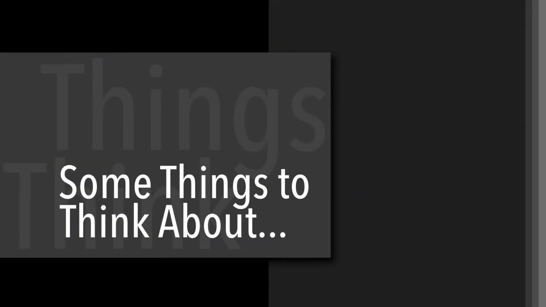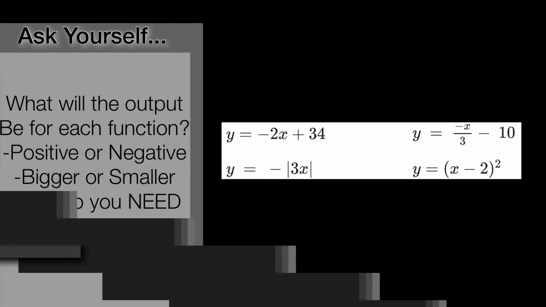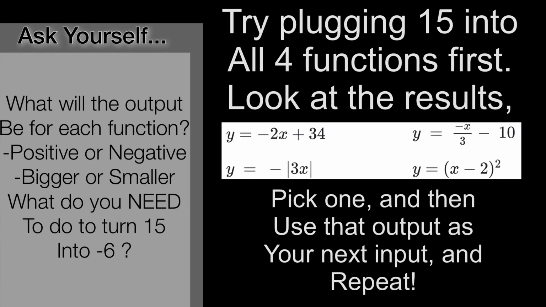So you're given 4 equations. Each of those equations is going to be like the process inside of the machine. You're taking that starting input and you're going to run it through all 4 machines in whichever order you deem fit to get to a desired outcome. So real quick, guys, what I want you to think about is, what will the output be for each function? When you're plugging in the input to start, 15, is the answer going to be positive or negative, bigger or smaller? What do you need to do to turn 15 into -6? Just think about it logically and work it through.